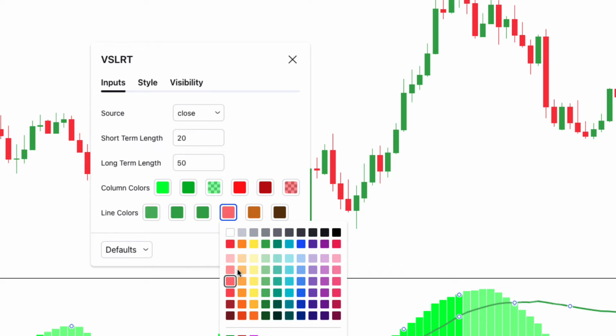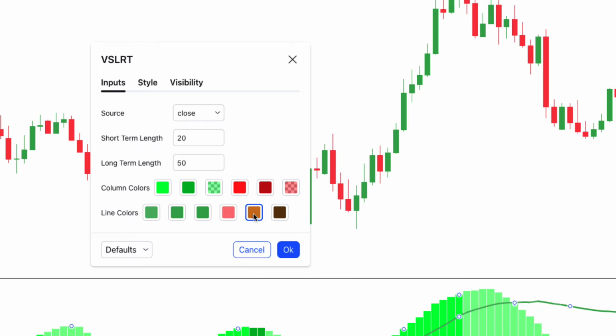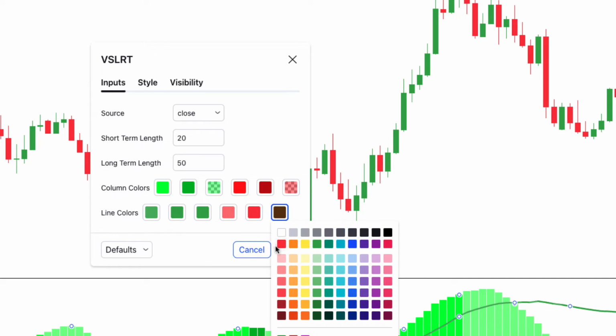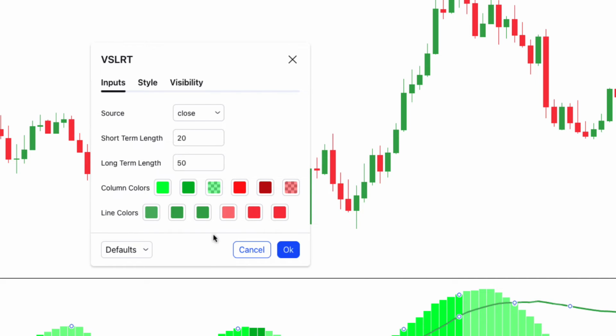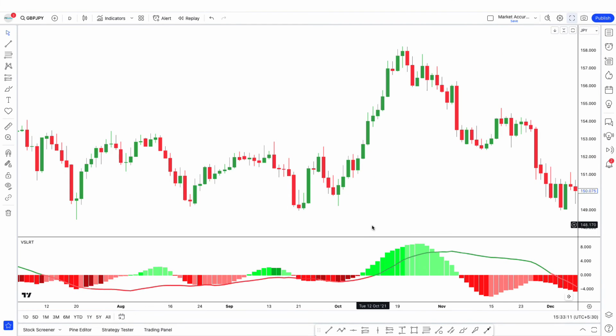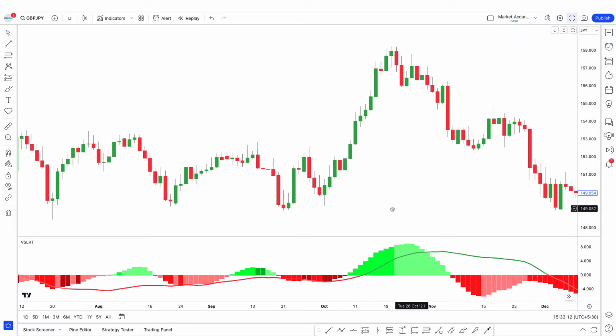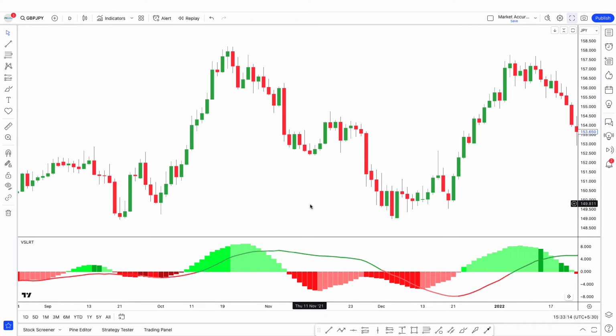We're going to change the light brown color to this light red color. Then for these last two shades, we're going to change them to this dark red. After that, click OK. Now, how can we use this indicator to trade? Well, I'm going to show you.